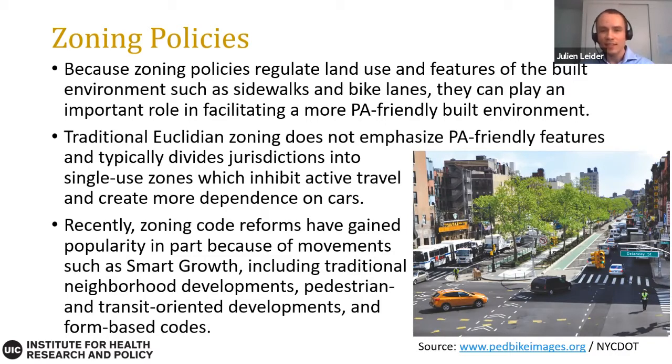Traditional Euclidean zoning doesn't tend to emphasize activity friendly features, and instead tends to rely on single use zones that typically contribute to more reliance on cars by making things more difficult to get to. However, recently zoning code reforms have gained popularity, in part because of movements such as smart growth, and these have included things like traditional neighborhood developments and form-based codes.